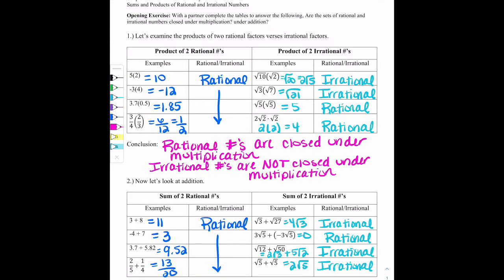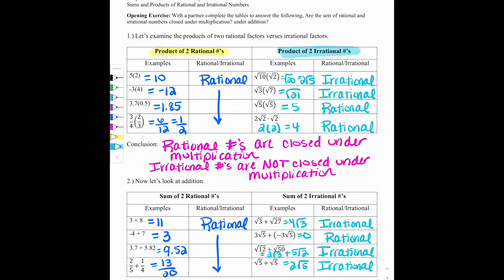Okay, at this time you have completed the opening exercise, so we will now go through the 3 tables and look at the results and discuss hopefully what you were able to discover through investigation of these different combinations of numbers. So in number 1, it said we were going to examine the products of 2 rational factors versus irrational factors. So on the left side, you're going to see the product of 2 rational numbers here. And on the other side, you're going to see the product of 2 irrational numbers.